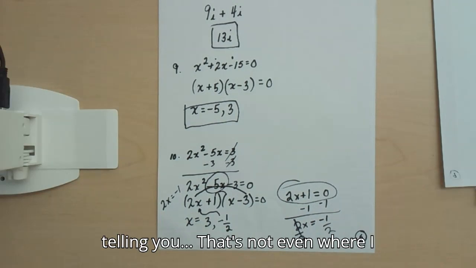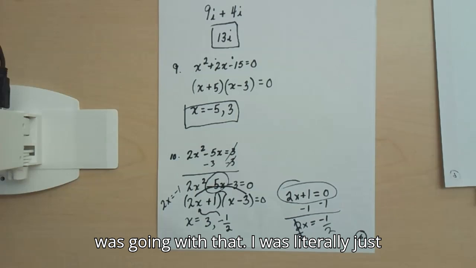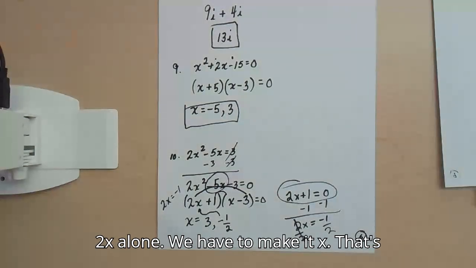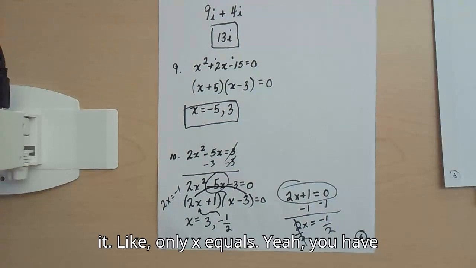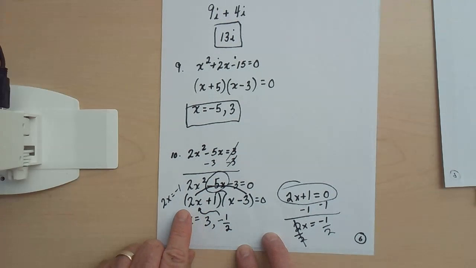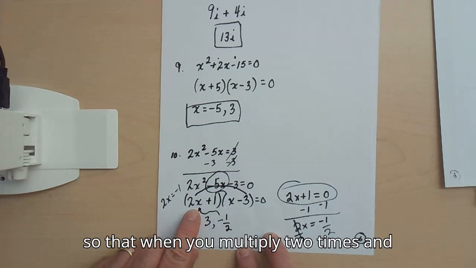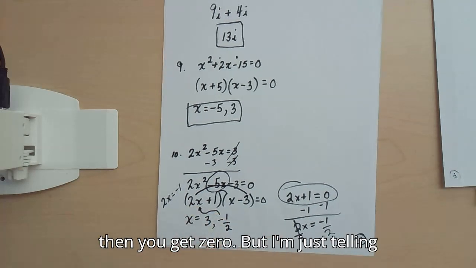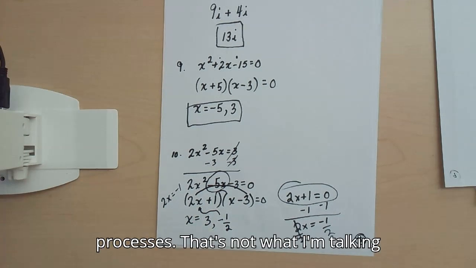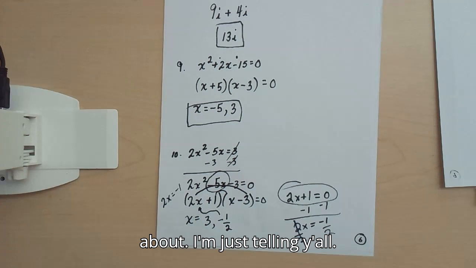But I'm telling y'all, the fastest way to, that's not even where I was going with that. I was literally just asking, it's because we can't leave the 2x alone. We have to make it x, that's it. Like only x. You have to figure out what to replace x with so that when you multiply 2 times it and then add 1, you get 0. We just have totally different thought processes.